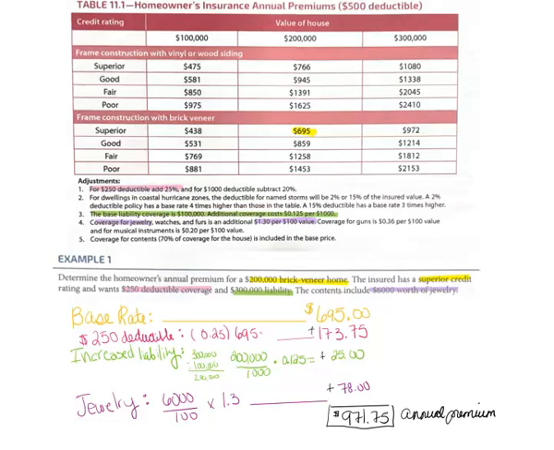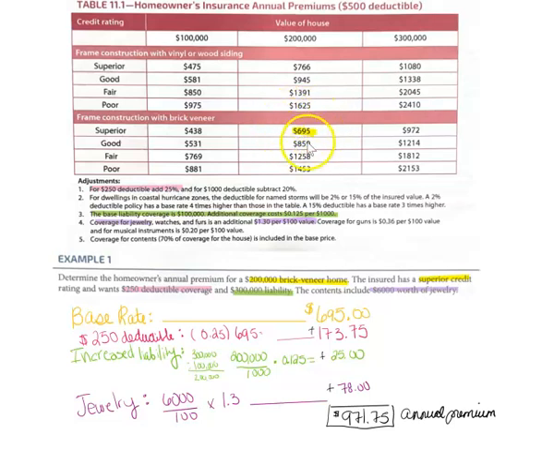Here we are with example 1. It says determine the homeowner's annual premium for a $200,000 brick veneer home. The insurance has a superior credit rating and wants a $250 deductible coverage and $300,000 liability. The contents include $6,000 worth of jewelry. So because I tried to match everything color-wise, we've got a $200,000 brick veneer home with superior credit.